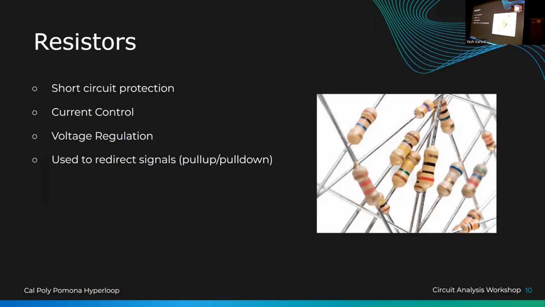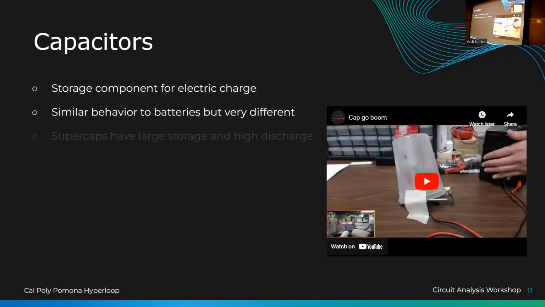Oh yeah, resistors can also be used to redirect signals. For example, later when we're designing logic gates, all electronics are dumb and they don't know where the electricity is flowing, so we can use a resistor to direct the electricity. Okay.